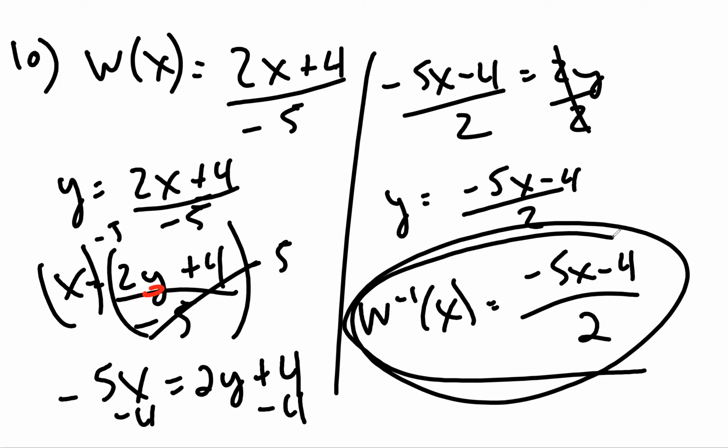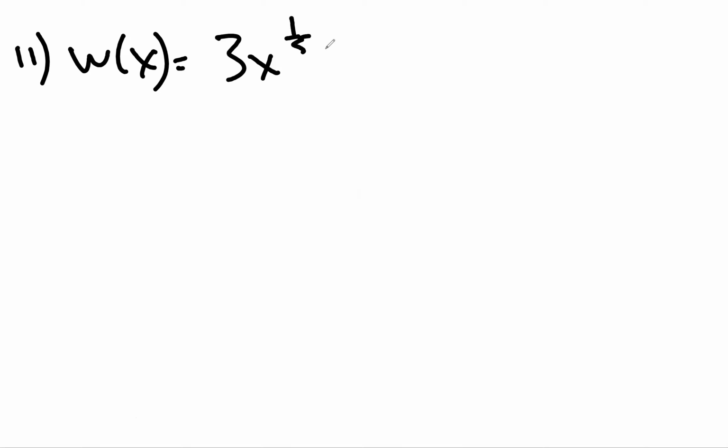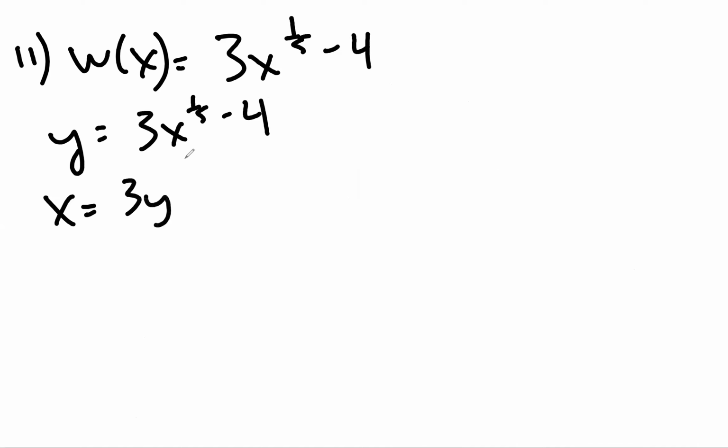All right, last one, number 11. W of x equals 3x to the 1/5 minus 4. So I rewrite it as a y, 3x to the 1/5 minus 4. I take the x and the y, swap their locations, and now I'm ready. I know that this exponent of 1/5 is actually going to be the 5th root, so I'm going to say this is going to be the 5th root.